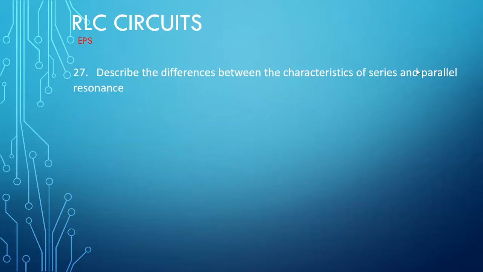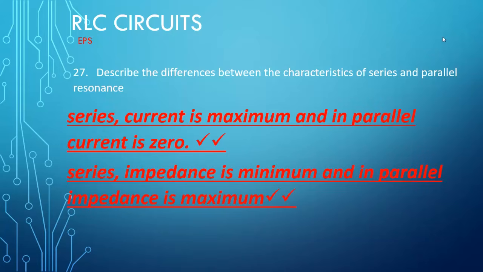Describe the difference between the characteristics of series and parallel resonance. Series, current is maximum, and in parallel, current is minimum. Series, impedance is minimum, and in parallel, impedance is maximum.